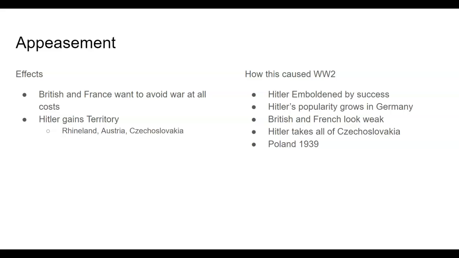So how does this cause World War II? Hitler is emboldened by his success with the Rhineland, with Austria, with Czechoslovakia. His popularity grows in Germany because he's doing what he said he would do. The British and French look weak because they look like they'll just let him do whatever he wants. In the spring of 1939, Hitler originally just wanted the border regions of Czechoslovakia. In the spring, he takes all of it. And then later in the summer of 1939, he turns his attention to Poland, that we're going to talk about in a day or two.